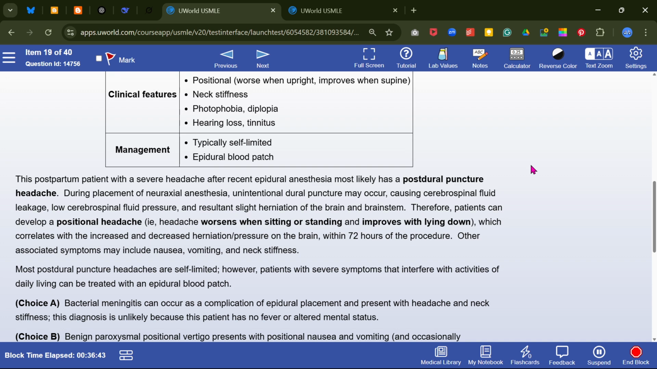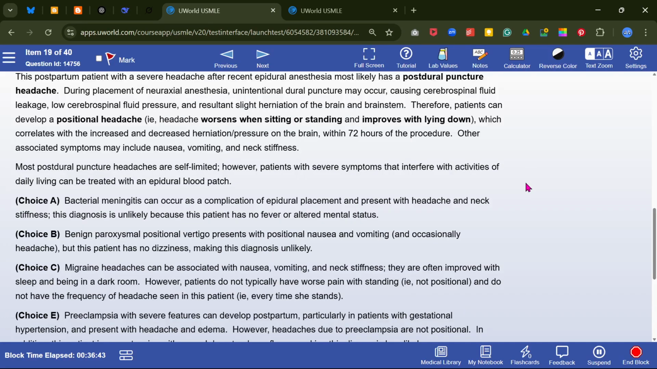Yes, BPPV, benign paroxysmal positional vertigo, presents with positional nausea and vomiting and occasionally headache, but this patient has no dizziness, making this diagnosis unlikely.